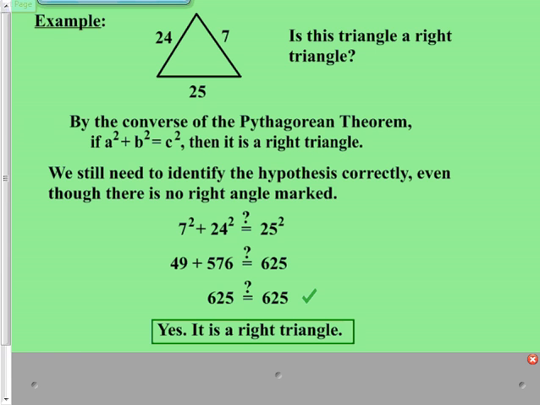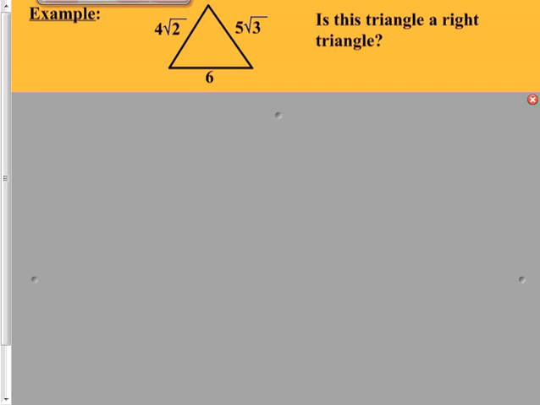Let's look at another one. As we've already seen, sometimes with the right triangles, especially where Pythagorean theorem might be involved, we are going to see side lengths that are going to be in terms of radicals. So here we have an example that does have some radical side lengths. Okay, question remains, is this triangle a right triangle?